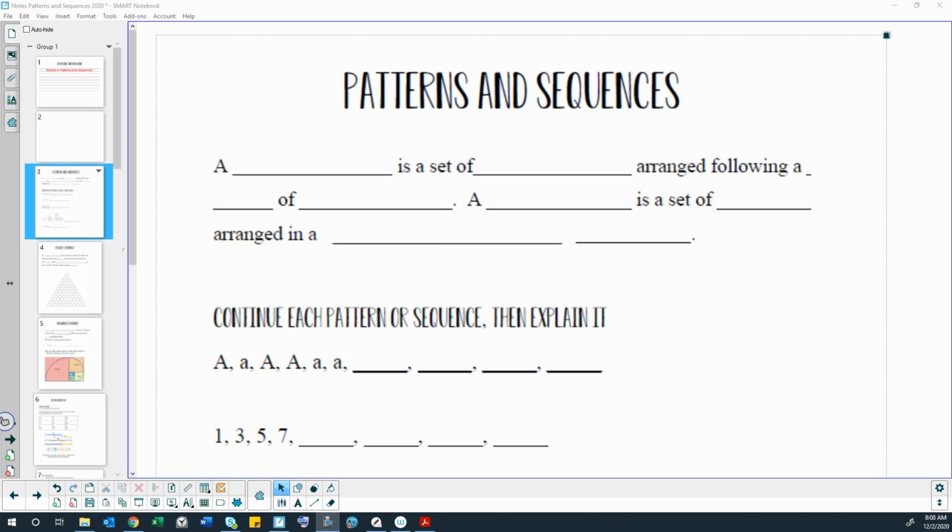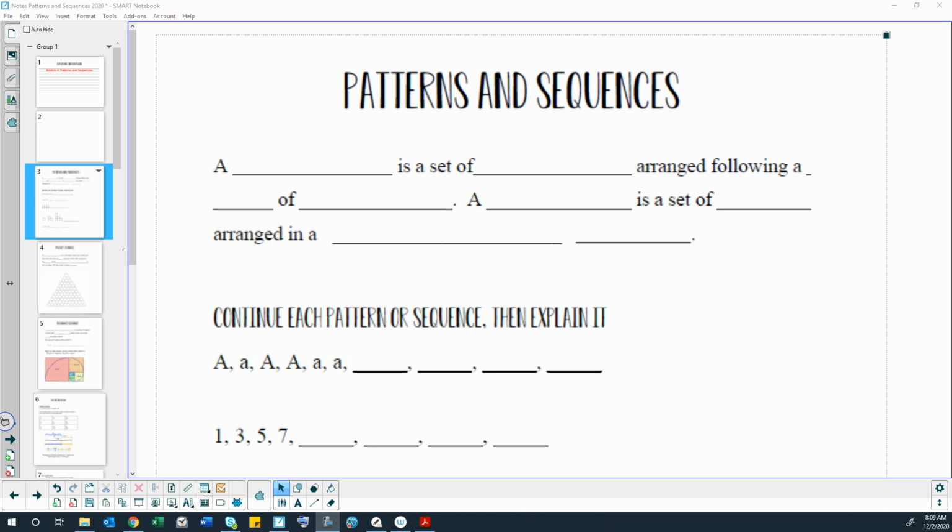Okay, we're starting a new unit today on patterns and sequences. If you want to print this page out, you can find the packet to print in our new modules, Module 4. And this is page 3 in the packet.